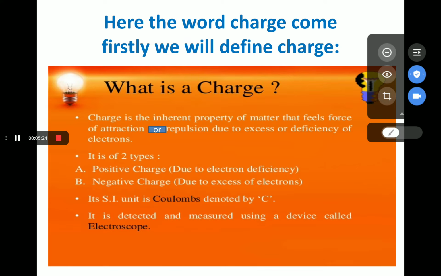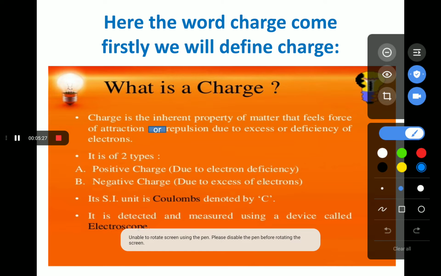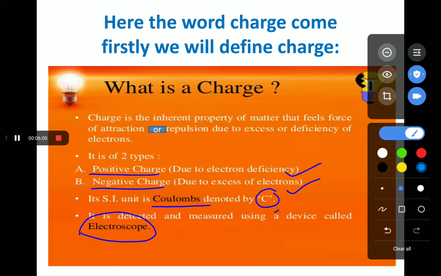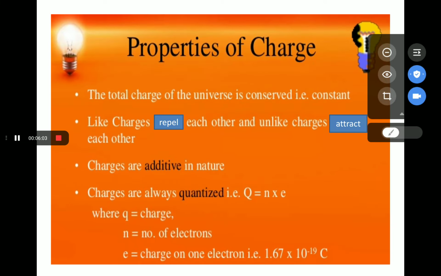So charge is defined by using its properties or its behavior. In the second point, there are two types of charge. First is the positive charge and second is the negative charge. Positive charge is simply due to the deficiency of electrons, and negative charge is simply due to the excess of electrons. The SI unit of charge is coulomb and it is denoted by capital letter C. And the last point is that charge is detected and measured using a device called an electroscope. In the next slide, we will study the properties of charge.